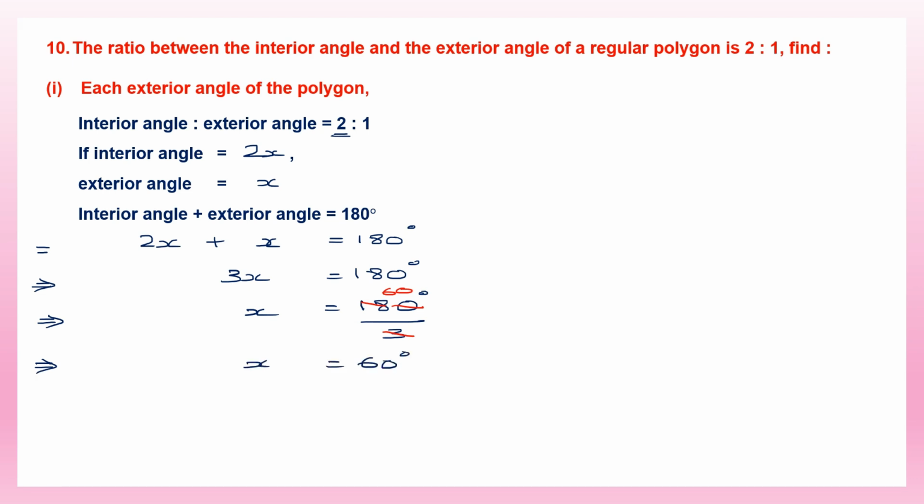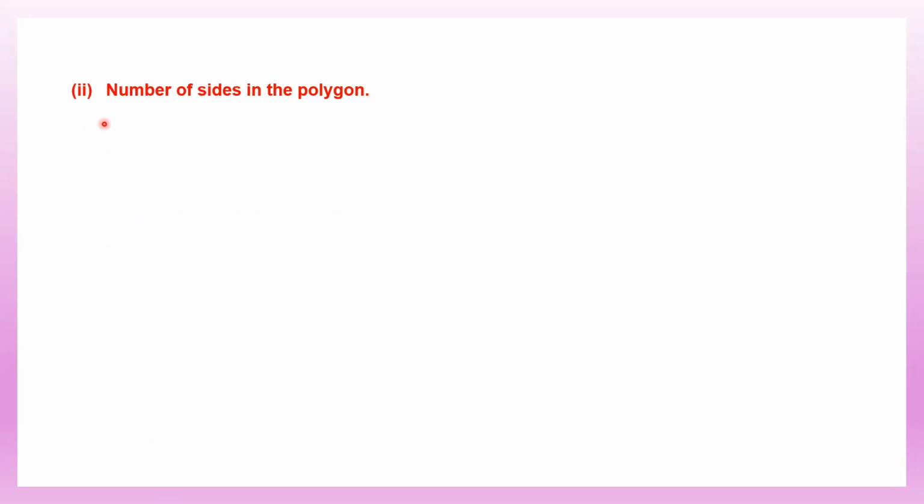So let's write that x is equal to 60 degrees. And what is x? x is the exterior angle, that means exterior angle is 60 degrees. So we have found the value of the exterior angle, and that is 60 degrees. Now the second part of this question is we have to find the number of sides in the polygon. So let the number of sides in the polygon be n, and we have found the exterior angle, and that is 60 degrees.